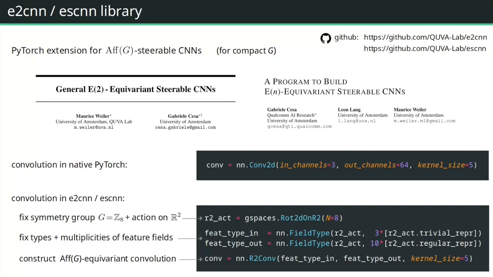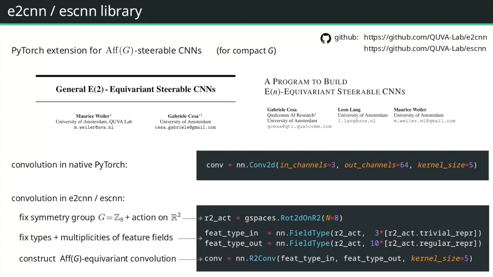Here are some code snippets. The first one is how you would instantiate the convolution in native PyTorch. The convolution is implemented as an object, and you instantiate this convolution object by specifying the hyperparameters, which would be a number of input channels, a number of output channels, and also a kernel size. Then it internally allocates memory for this unconstrained convolution kernel. And in our library, you have to do some additional steps, but it's not much.